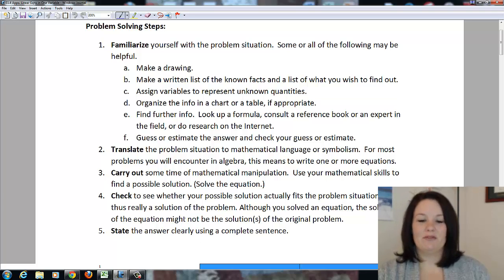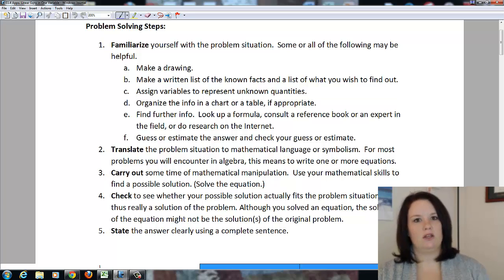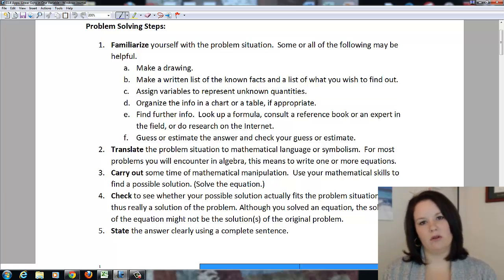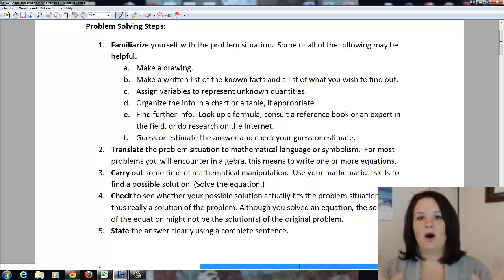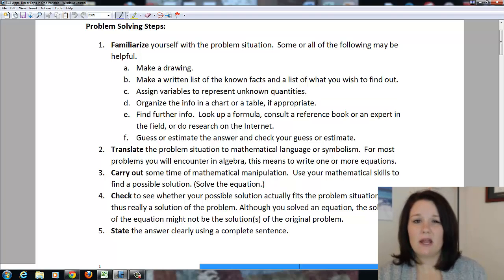And then number 5 is state the answer clearly using a complete sentence. Now, because we're using software, you usually don't have to enter a complete sentence, but I do want you to be able to think in your mind, okay, I solved for this. What does that mean in terms of this problem? The reason I want you to take that extra step is because a lot of times it may ask you for something that is not actually what you solved for. You may have to solve for something in order to answer a different part of the problem. So always make sure you check that last step to make sure the answer that you're entering is actually what the problem's asking for and not just an intermediate step that you solved for. Okay, so let's go ahead and look at one.